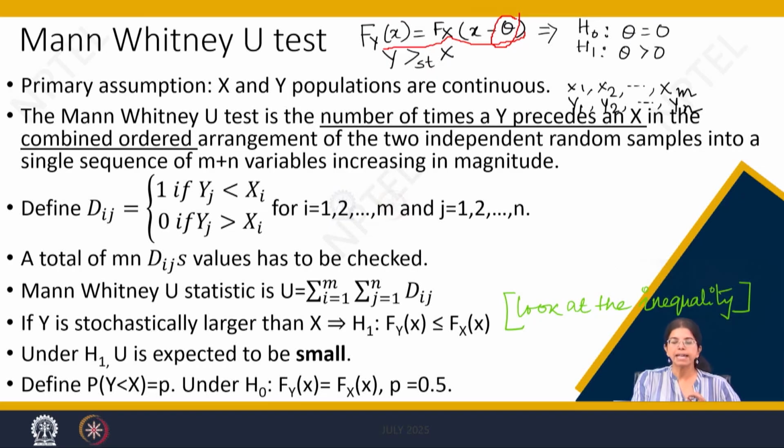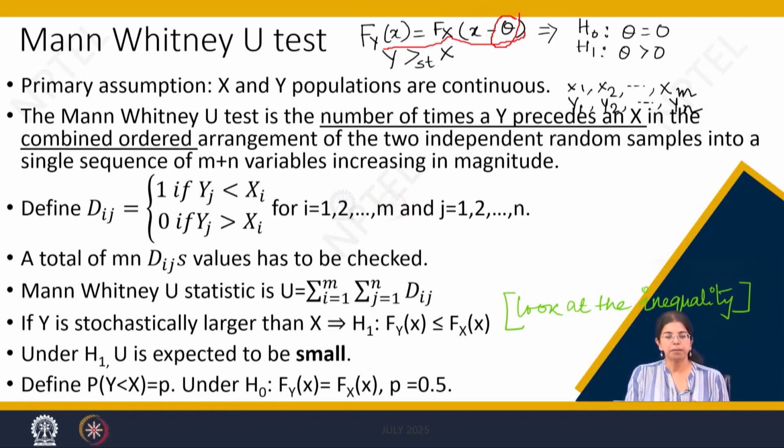And Y is stochastically larger than X. So if your alternative hypothesis is that Y is stochastically larger than X, that means most of the Y observations are bigger than the X observations. That's what is probabilistically called stochastically larger. Y is stochastically larger than X. This can be put the other way round as the alternative hypothesis that theta is greater than 0.